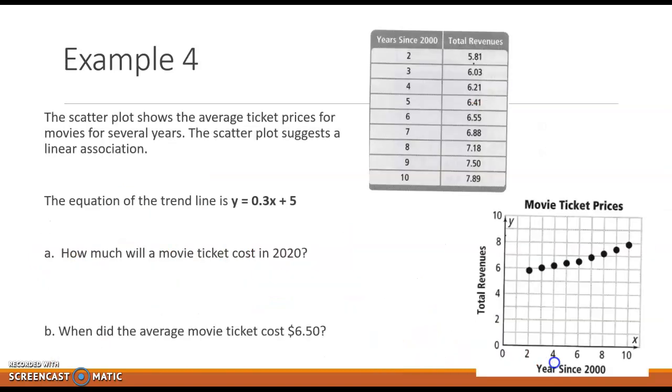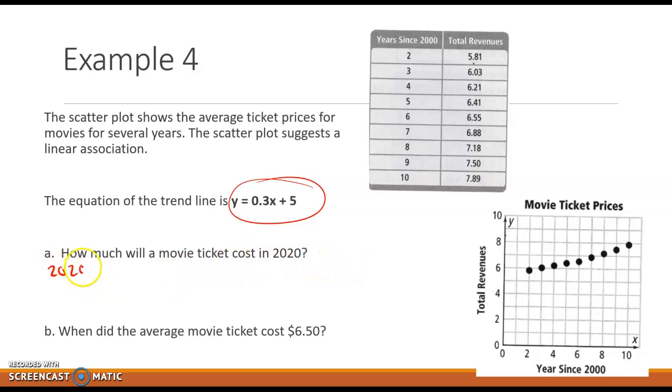All right, last example. Scatterplot shows the average ticket prices for movies for several years. Scatterplot suggests a linear association. The equation of the trend line is, most of your math excels for this lesson are going to give you your trend line. If they don't, they're giving you 2 points for you to find your trend line. How much will a movie ticket cost in 2020?